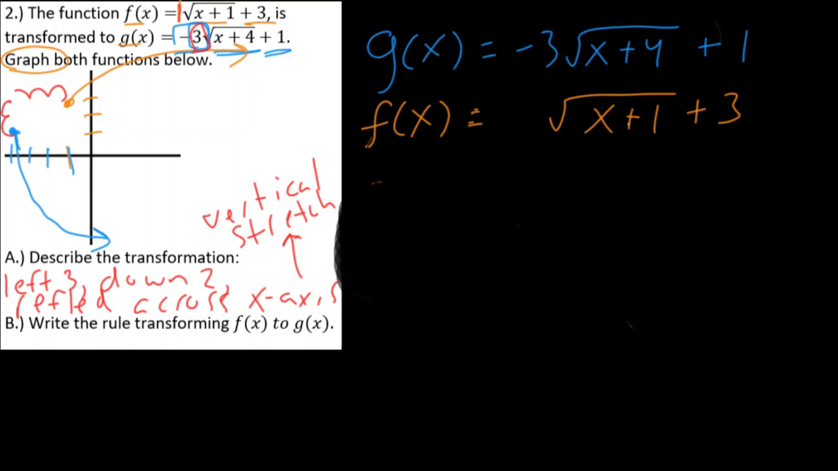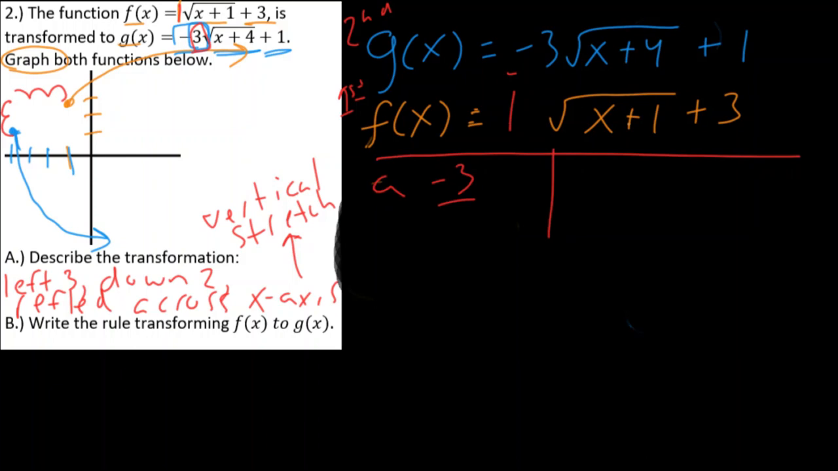Okay, so how in the world do I take g of x, which is, remember, our second function, and use f of x, our first function, in order to create the rule? Kind of working backwards here. Well, the first thing we do is we always look at our a values. Okay, so I'll label this column a. We take our g of x, negative 3, and we divide it by our f of x a value, which is 1. This is equal to negative 3. So aka a is equal to negative 3.